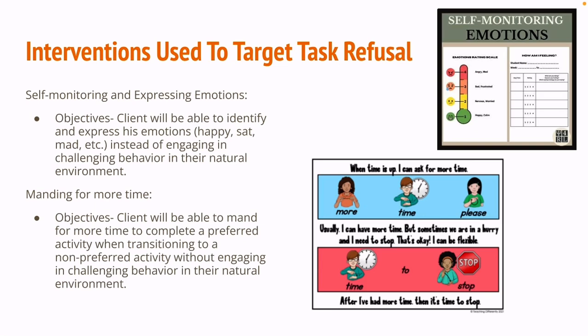I wanted to focus on task refusal, and the interventions that my BCBA chose to use for this were self-monitoring and expressing emotions, as well as manding for more time. The objective for self-monitoring and expressing emotions was that the client will be able to identify and express their emotions instead of engaging in challenging behavior in their natural environment. For manding for more time, the objective was that the client will be able to mand for more time to complete a preferred activity when transitioning to a non-preferred activity without engaging in challenging behavior in their natural environment.